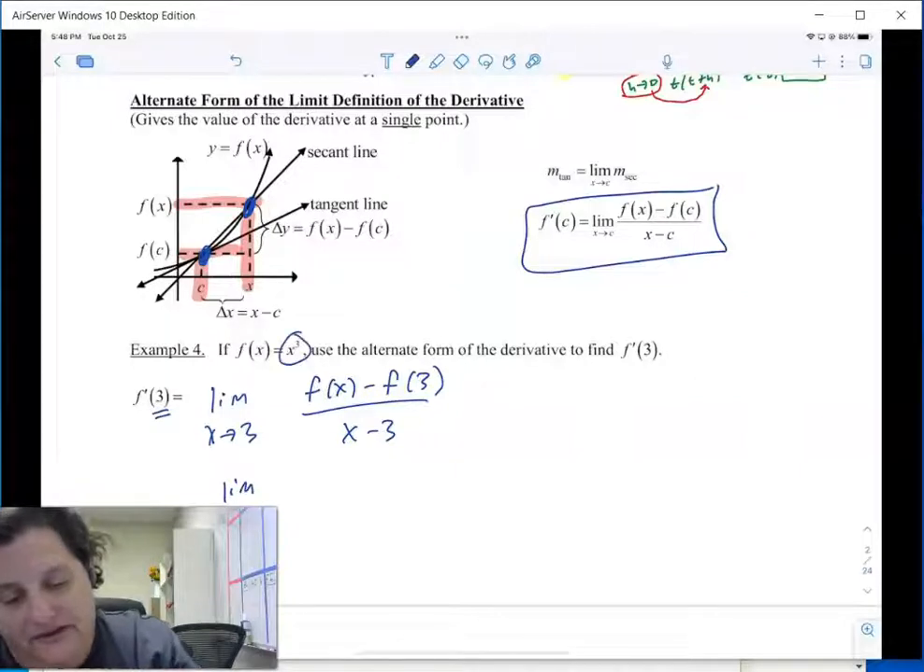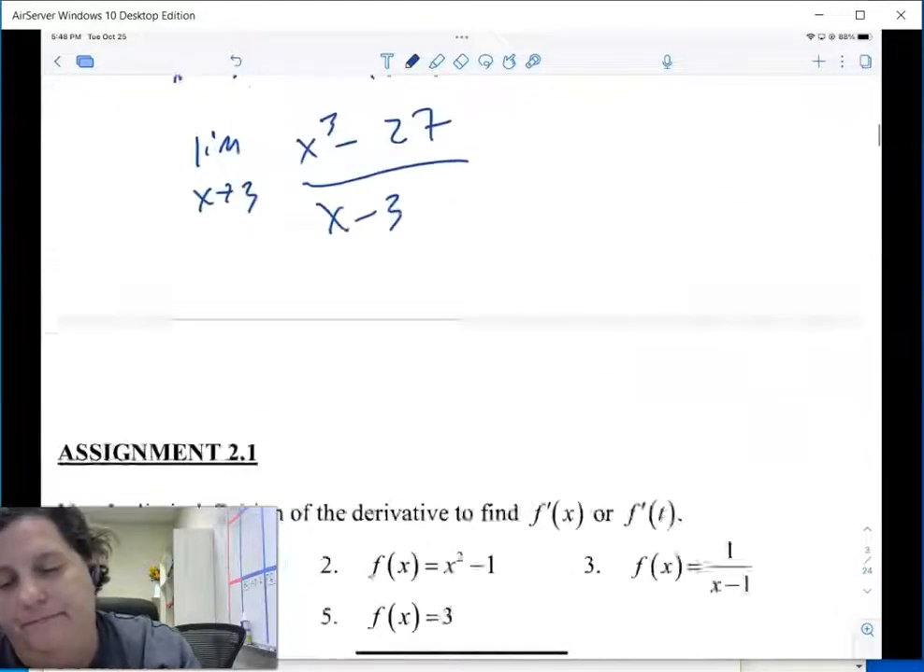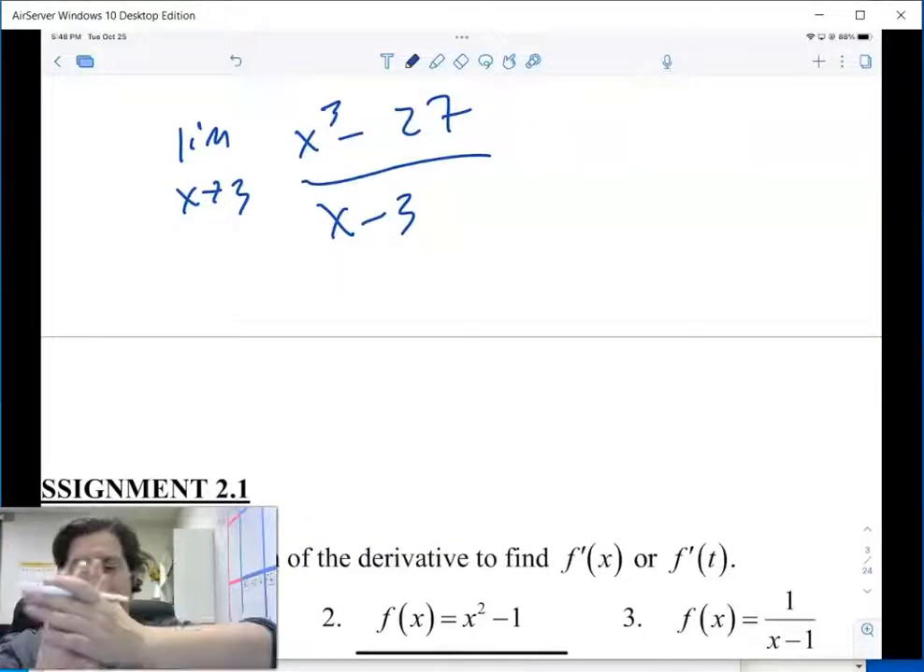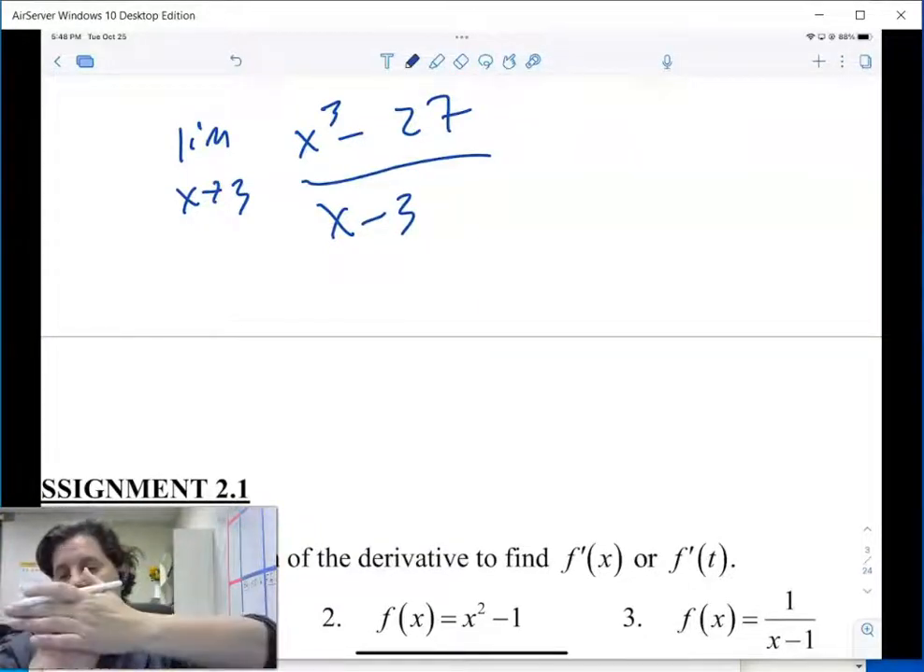F of x is that. F of 3, regular f of 3, well, that's 3 to the third. That's 27. Okay? Look at that. So this is just an alternate form. It's bringing the x to the number instead of x plus h and x.